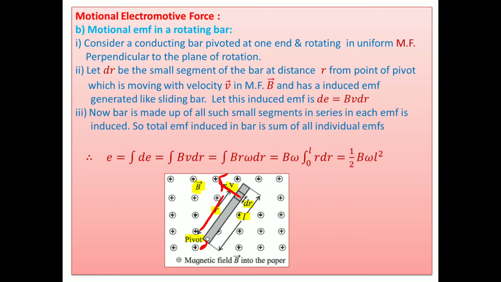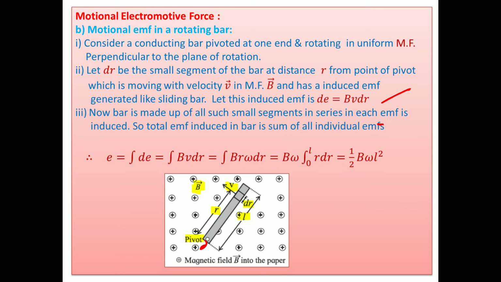This small segment of the bar is moving with velocity v. Then we know that according to Faraday's law, EMF is induced, and this small EMF induced in it is dE equal to BV into dr. From the previous equation, we know the induced EMF is E equal to BLV. Here the length is dr, the small segment we consider, so a small EMF is induced.